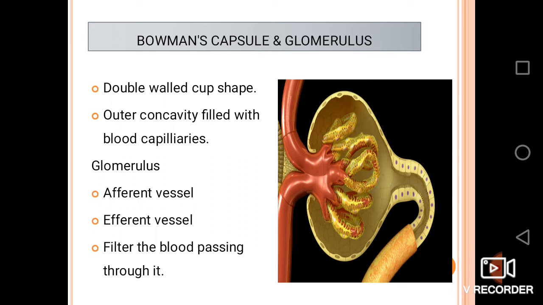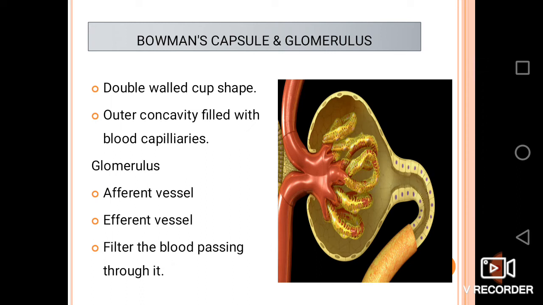Then the outer concavity is filled with blood capillaries. These blood capillaries form a knot-like structure. You can see in the picture, the knot-like structure is the blood capillaries, and these knot-like blood capillaries are called the glomerulus.